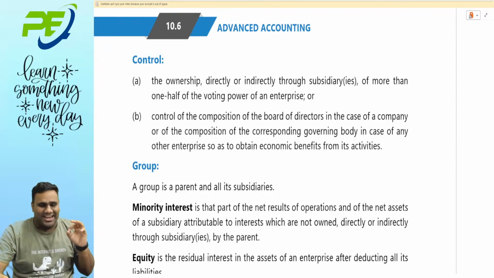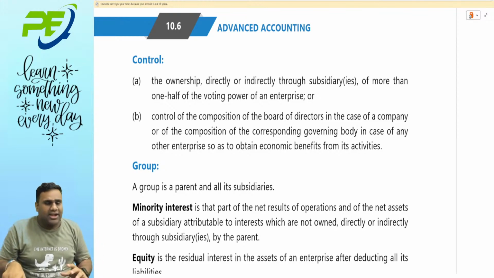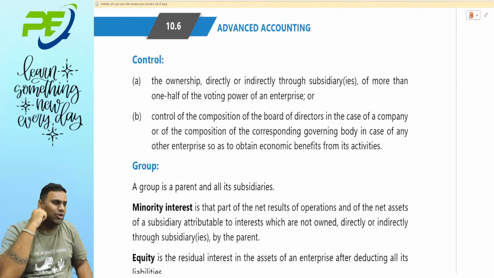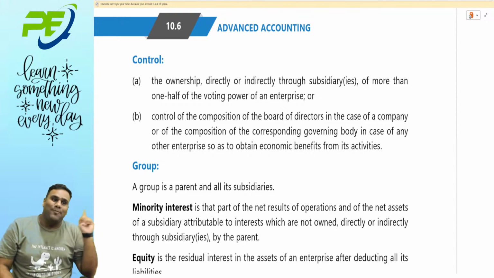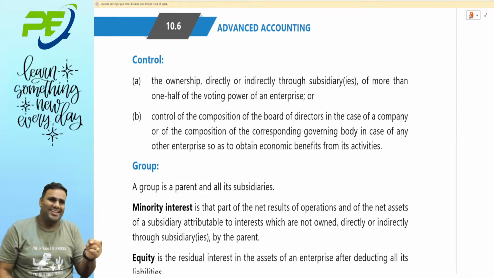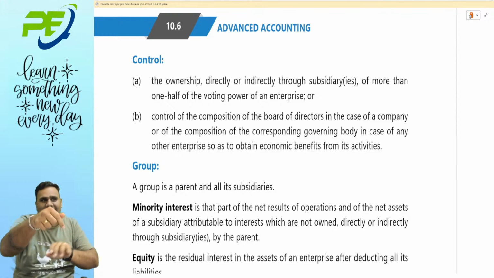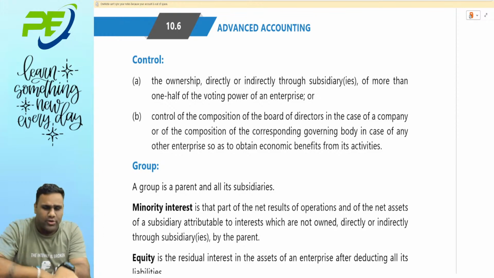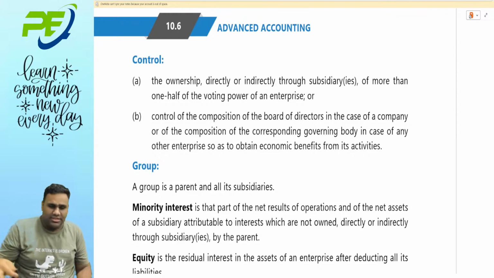So when we say control, control might happen by multiple ways. Sometimes your dad will talk with you directly and he will make the things done. Sometimes it will come through your mom. Yes or no? So control might be there either directly or indirectly. So control means the ownership directly or indirectly through subsidiaries.